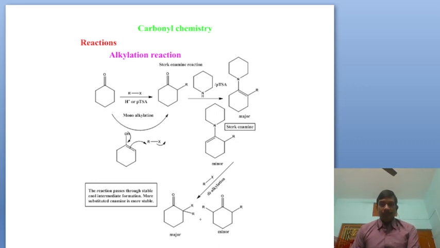Here alkylation reaction can proceed through the Stork enamine reaction like this. This is the major product here, Stork enamine reaction. This is the major product, dialkyl ketone compound, and this is the minor product. This is Stork enamine.